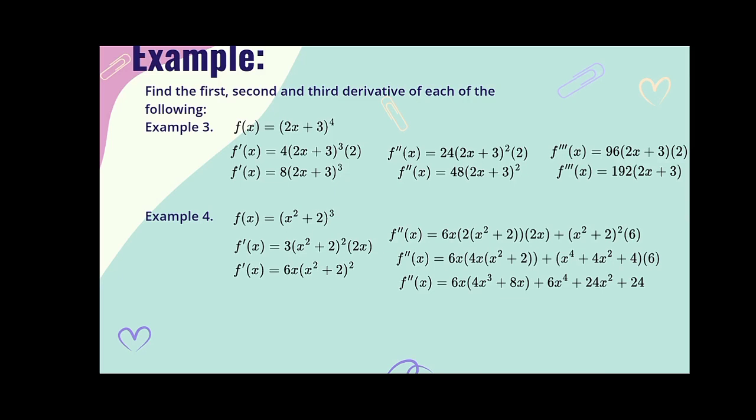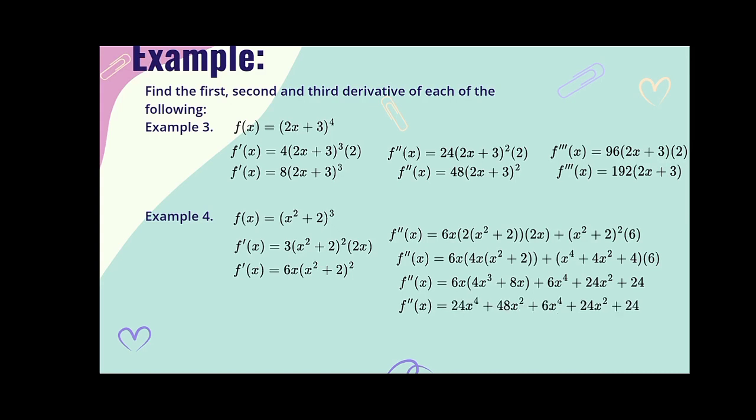distributive property, which is we will distribute 4x times x squared, which will become 4x raised to 3. Then 4x times 2 will become 8x. Then we will distribute also 6 times x raised to 4, and it will become 6x raised to 4. Then 4x raised to 2 times 6 is equal to 24x raised to 2, plus 6 times 4 is equal to 24.